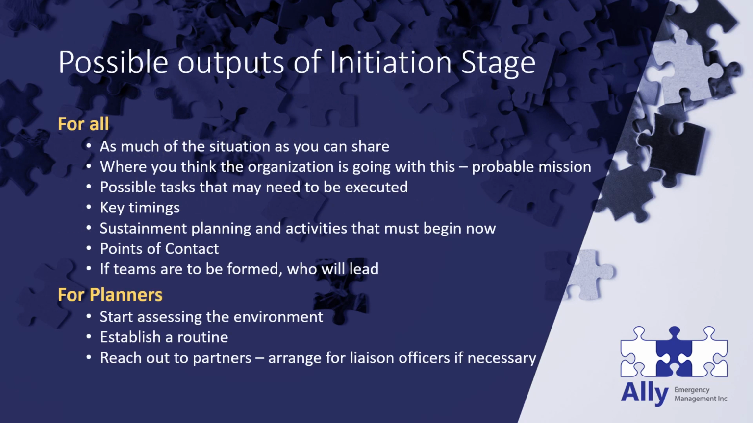Once you've got the team together and you've given them all the information that you know, these are the kind of outputs from the initiation stage you should be considering. For everyone involved, and this is definitely intended for outside of the core planning team, share as much of the situation as you can. What is it that's going on? What do you know? Where you think the organization is going with this. So this could be a probable mission. Remember, we talked about begin with the end in mind. So what does success look like? Where are you trying to go?